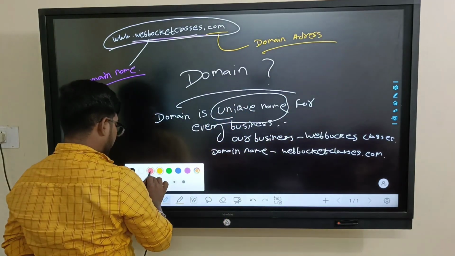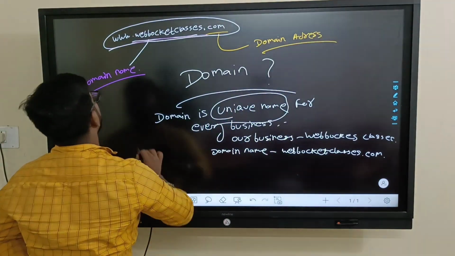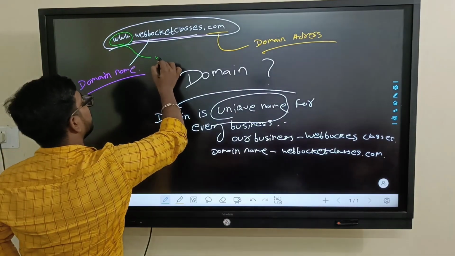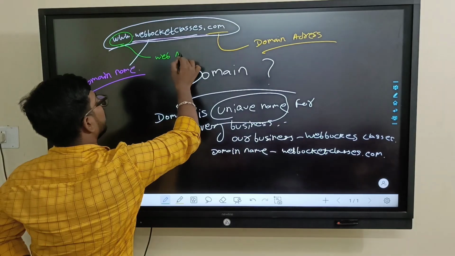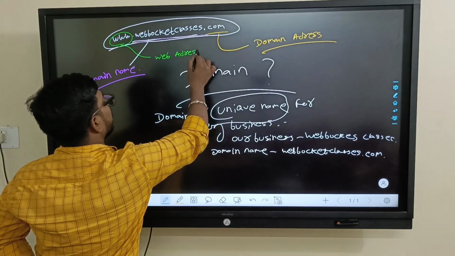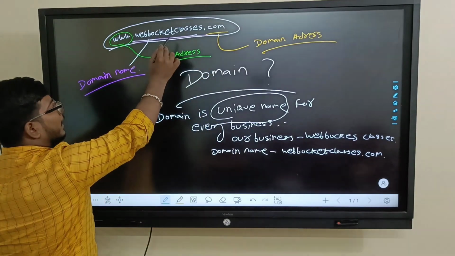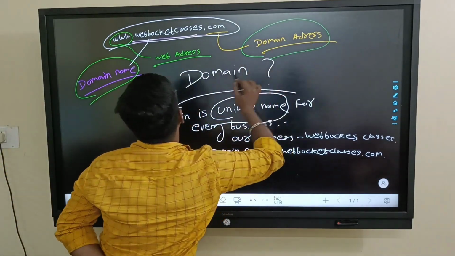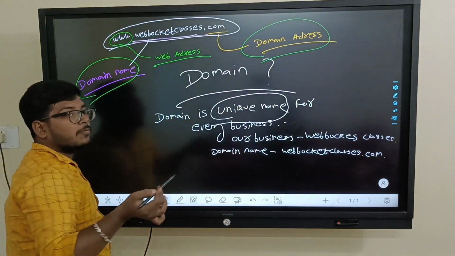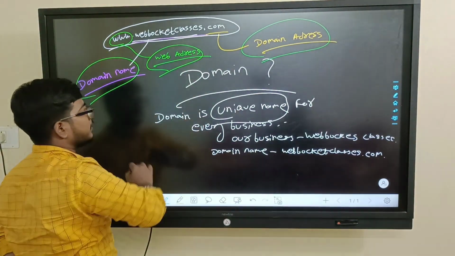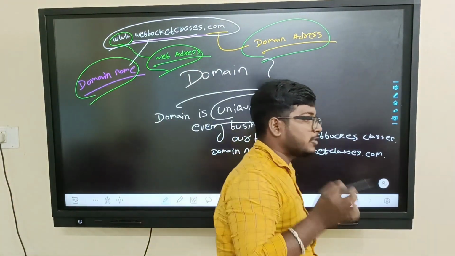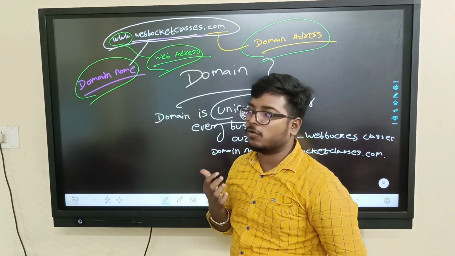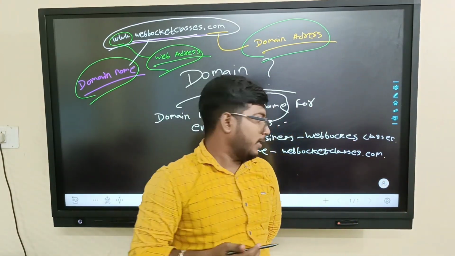Then, www is what? Web address. Web Bocket Classes is a domain name, .com is a domain address, and www means World Wide Web, a web address. Clear? So everyone has to have their own domain name for uniqueness.